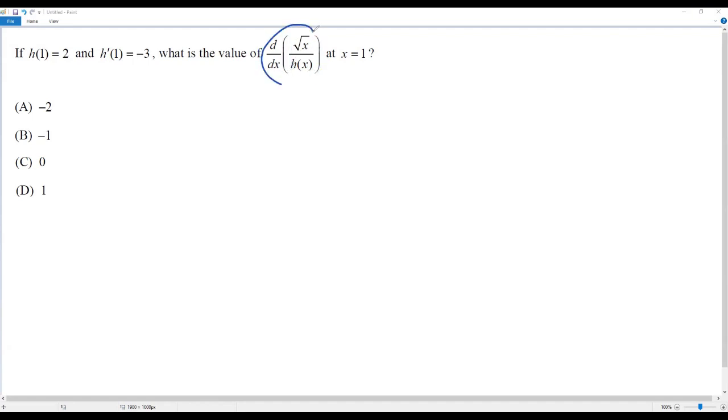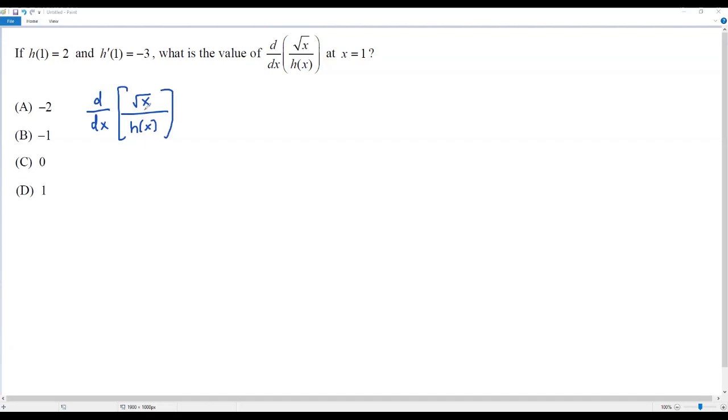So to get the value of this at x equals 1, first we have to get the derivative of this function, that is square root of x over h of x. Once we get the derivative, we have to plug in x equals 1. Now let me take this as it is, that is d over dx of square root of x divided by h of x.